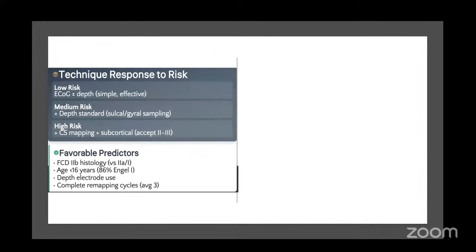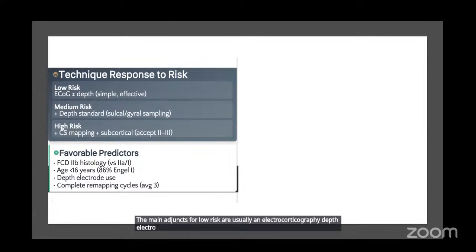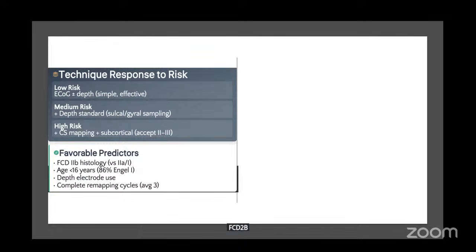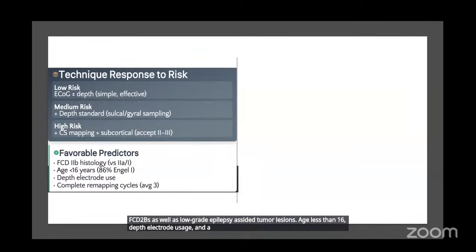The main adjuncts for low-risk cases are usually electrocorticography surface as well as a depth electrode. In medium-risk cases, a depth electrode is compulsory, while in high-risk cases, I also add central sulcus mapping as well as subcortical mapping. The favorable predictors in our series have been FCD 2B as well as low-grade epilepsy-associated tumor lesions, age less than 16, depth electrode usage, and a complete remapping cycle of at least 3 times.